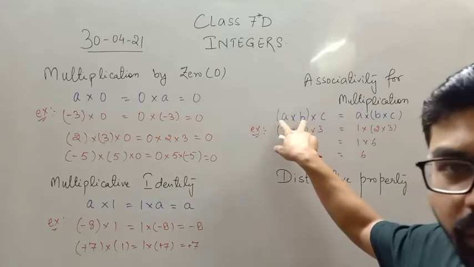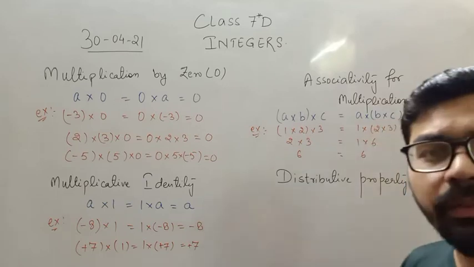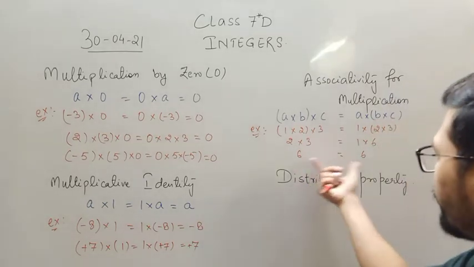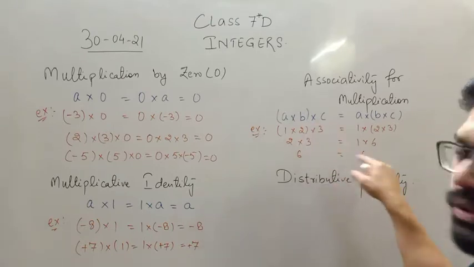LHS में बेटा आपने ए एंड बी को ग्रुप किया, बट इन RHS यू जस्ट ग्रुप बी एंड सी. सो रिजल्ट पे क्या कोई फर्क पड़ा? सो रिजल्ट you just get the same result in LHS and RHS. So this is the associativity property.